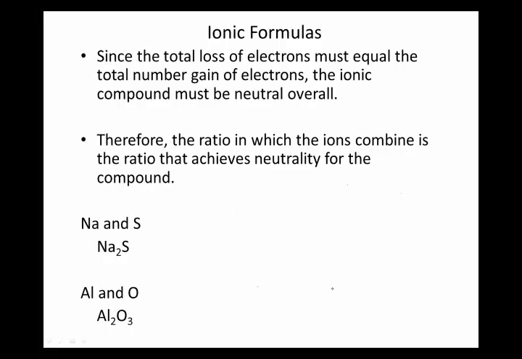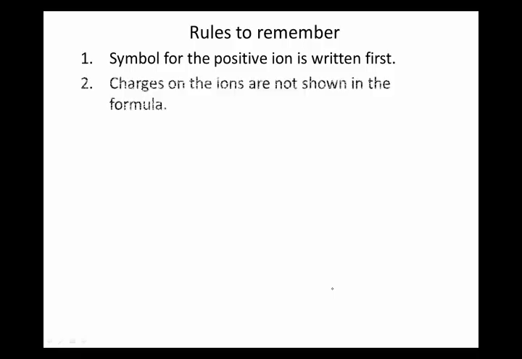I think it's easier to just think about what combination will make the thing neutral. What's the easiest combination to make them neutral? Rules to remember while writing ionic compound formulas. 1. You always write the cation, the positive ion, first. So that's going to be your metal first, then the nonmetal. 2. This is critical: charges are not shown in the formula. You will get it wrong if you show me something with the charges written in. That is incorrect. Charges are not part of the formula, so be very careful with it.